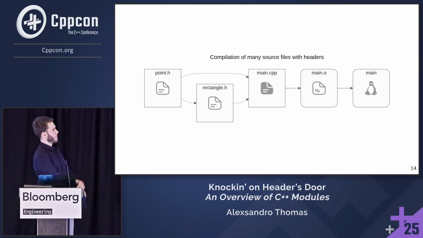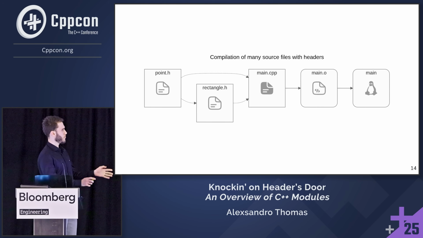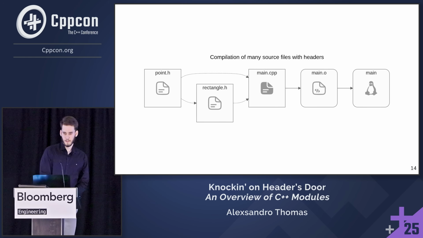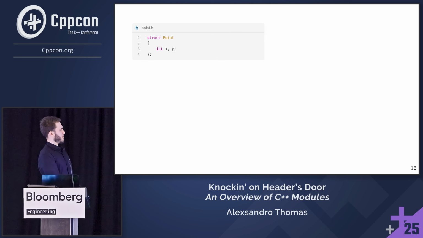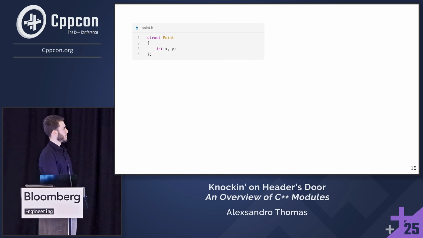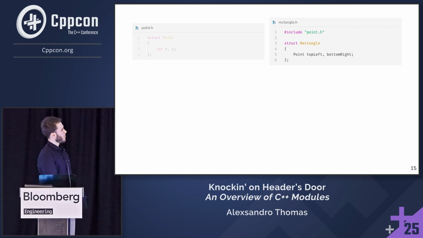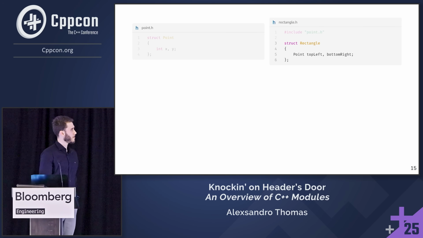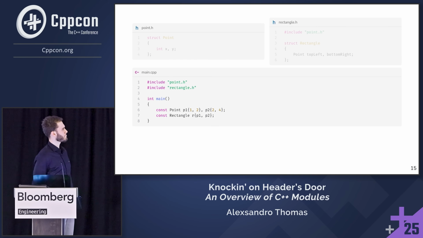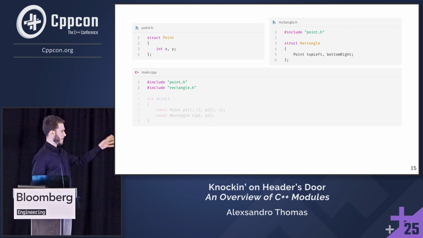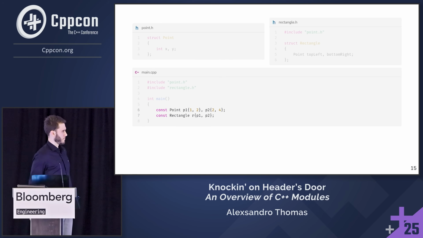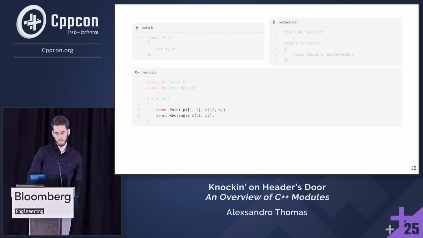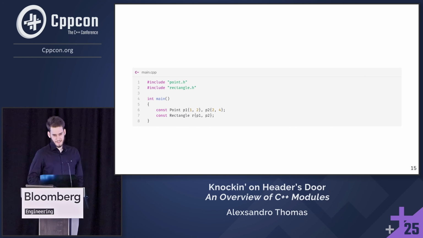So let's take a look at this flow. We have two headers, one depending on the other, and then both of them get utilized in our main.cpp. So how can we deal with that? Our point header just has a struct point. Beautiful. There's nothing wrong with that. Our rectangle header includes your point and then creates a struct rectangle which builds on top of that point. And then our main.cpp includes both of these files and then instantiates both of these objects. And this is very interesting.